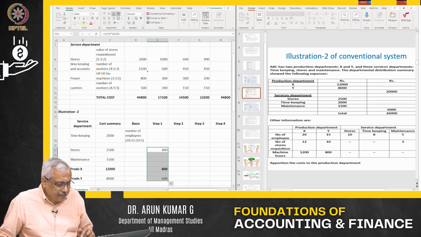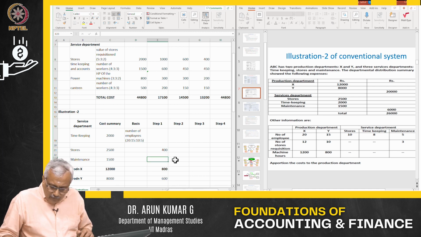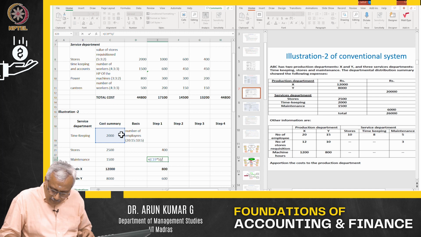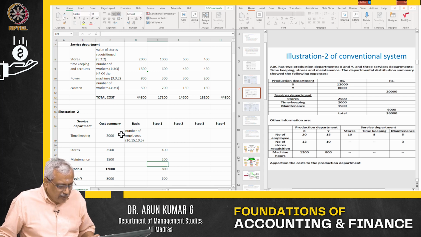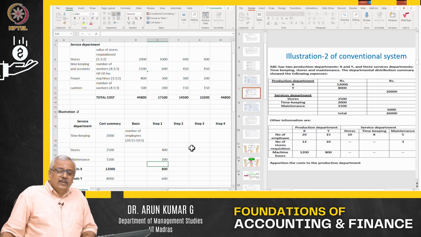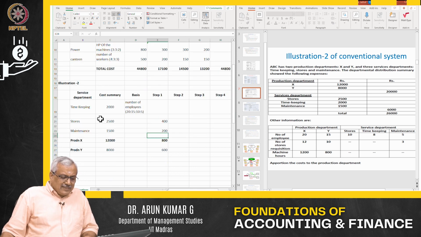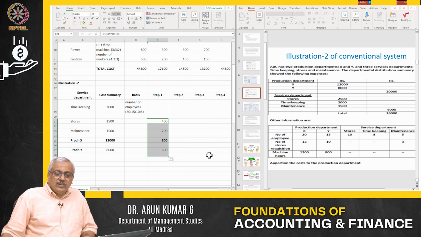this column. And let me look at step 1, and I am going to look at the maintenance department, that is going to be 2000 into 5 divided by 50, and that is what is allocated. Now, in this particular case, this is gone. So, this $2,000 is allocated among all of these.